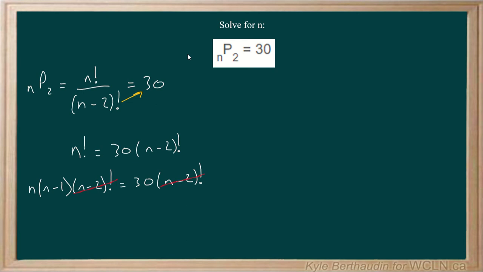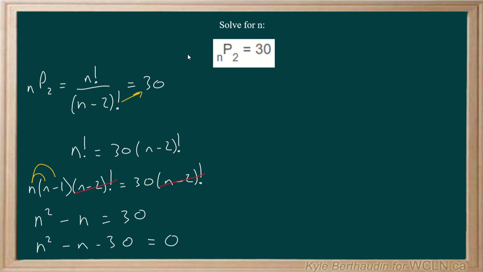If I expand out or distribute out the brackets on the left-hand side, this term right here, n times n, will give me n squared, and then n times minus 1 gives me negative n. So I have n squared minus n equals 30, and then I can subtract that 30 to the left side of the equation. n squared minus n minus 30 equals 0.